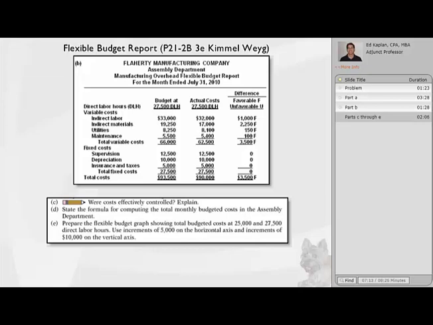And then finally, we take a look at Part E, which says, prepare the flexible budget graph showing total budgeted cost at 25,000 and 27,500 direct labor hours. Use increments of 5,000 on the horizontal axis and increments of 10,000 on the vertical axis. And now I'll show you what that looks like.